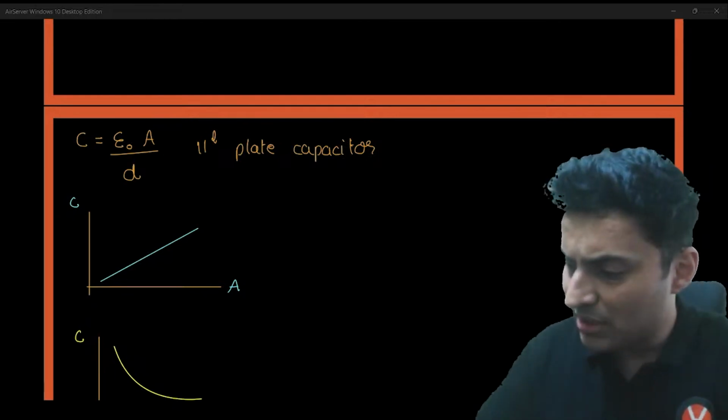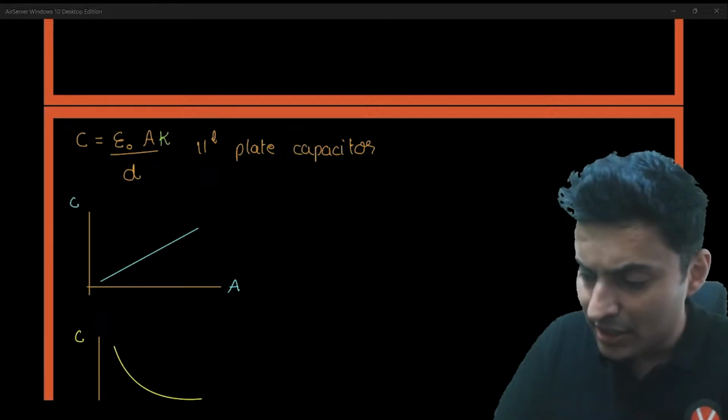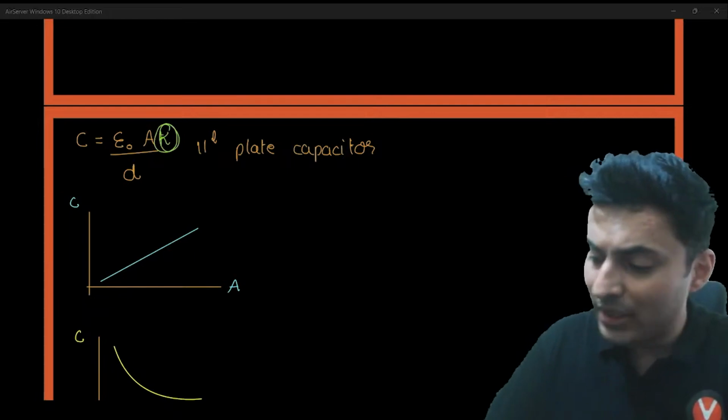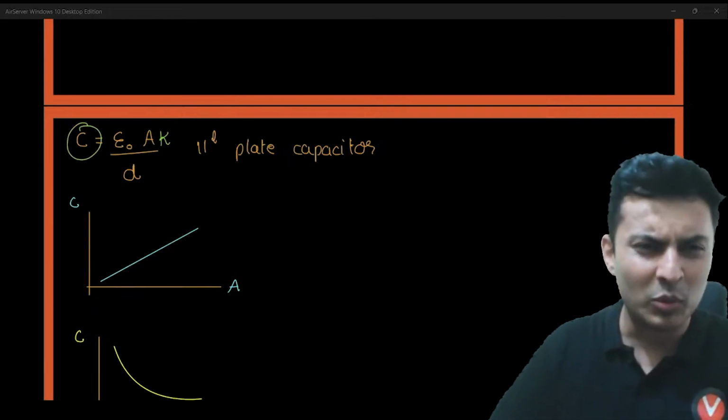So if those kind of questions come, then what you do is basically remember one simple fact. K, the dielectric constant, just comes on the top. So more the dielectric constant, more is the capacitance. As simple as that. It is just directly proportional to it.